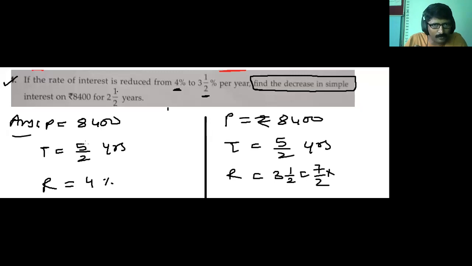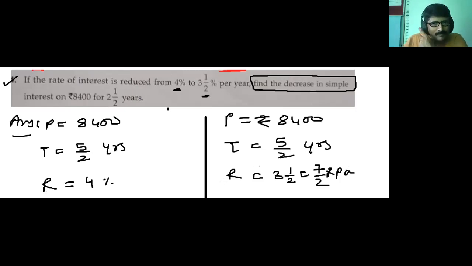2.5 years means 5 upon 2 years. 2 times 2 plus 1 is 5, so 5 upon 2 years, and the rate of interest will be 4% in case 1. And in case 2, 3.5 years, that is 7 upon 2% per annum. Do you understand? Now the principal and the time will remain the same.